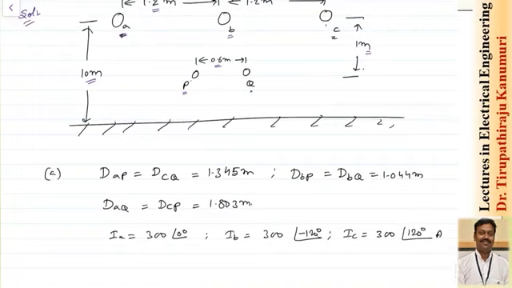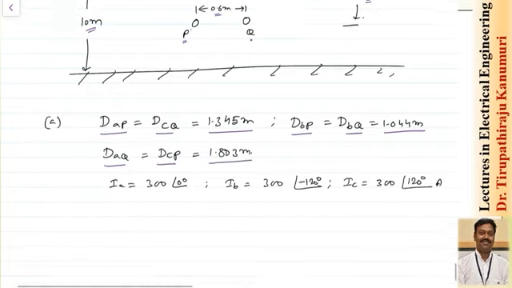I can write the distance between A and P, that means conductor A and P, DAP. Similarly it will be equal to conductor C and Q because of symmetry. If you calculate it using the triangle method, you will get 1.345 meters. Similarly DBP and DBQ, with respect to B, both P and Q are symmetric. If you calculate the distance, this will come as 1.044 meters. Similar is the case, DAQ equals DCP, which is 1.803 meters.